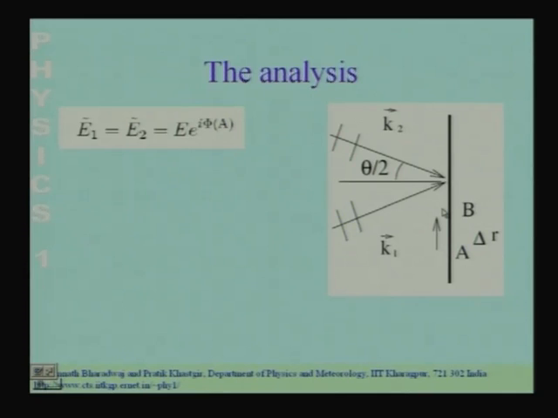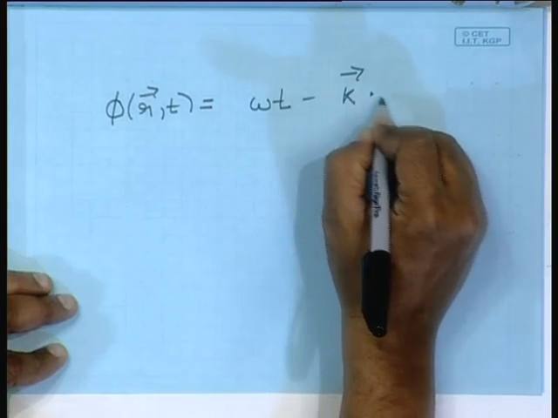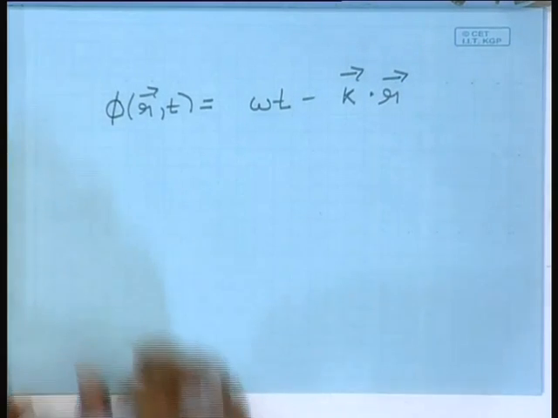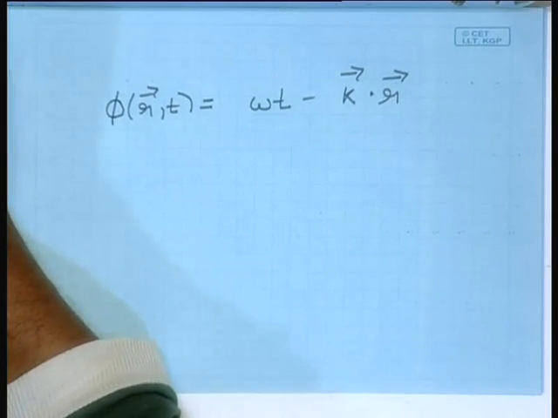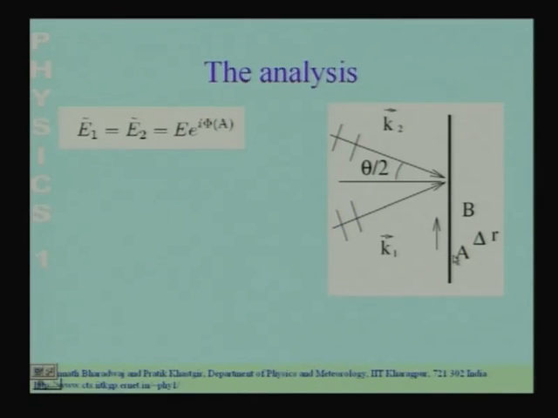Now, we have studied in the lecture on plane waves that the phase of a wave is omega t minus k dot r, where k is the wave vector corresponding to the wave. And the question which we are asking in this particular situation is that at the same time, how much does the phase of a wave change when I go between the points A and B? So, applying the definition of the phase, we see that the phase changes by an amount minus k1 dot delta r.